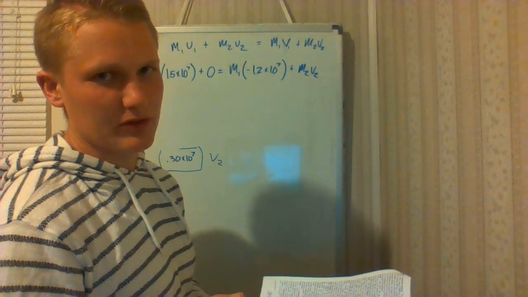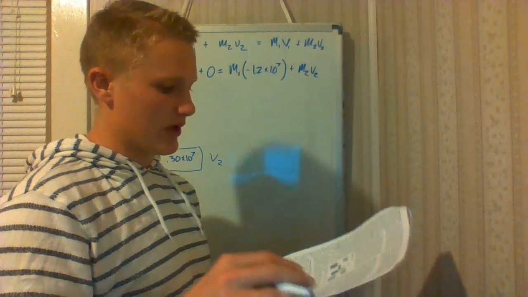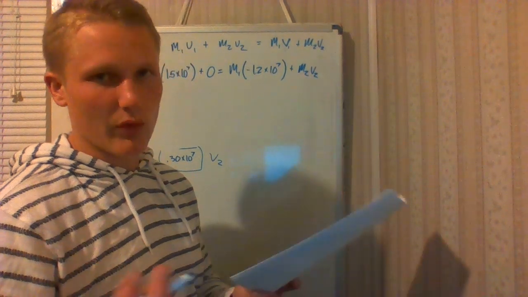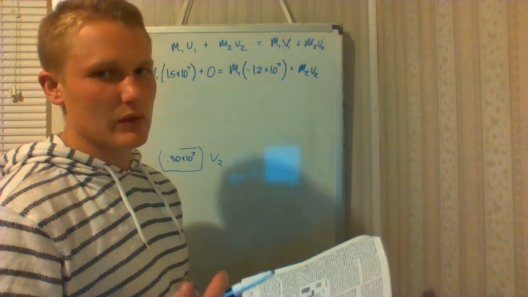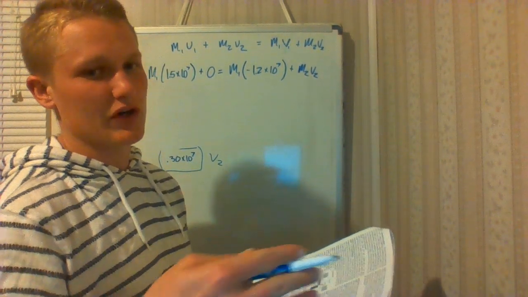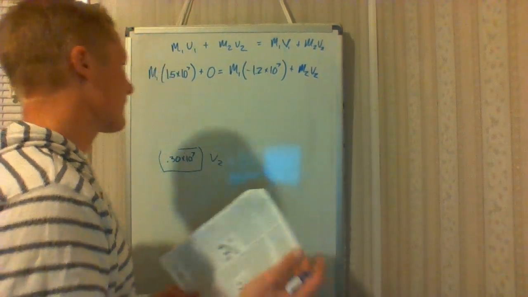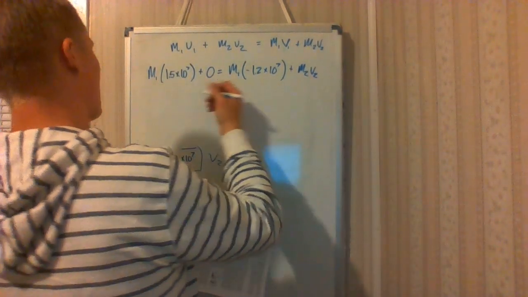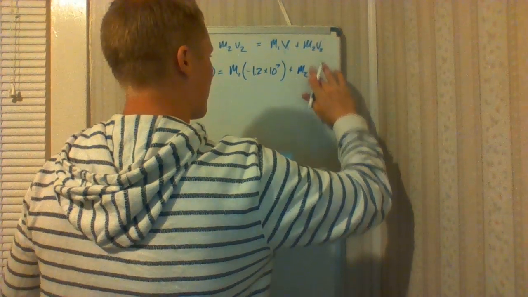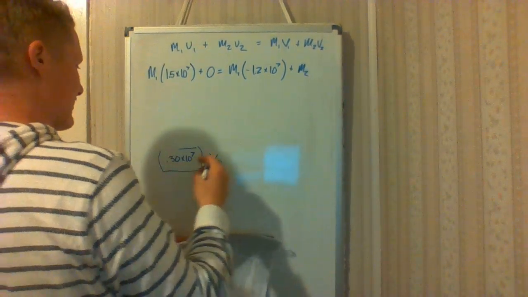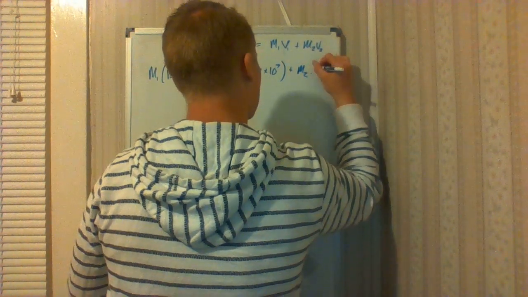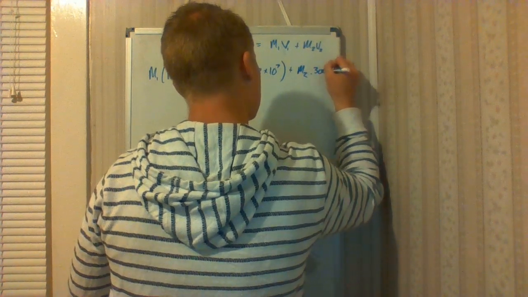So we'll have two variables, m1 and m2. The question wants the value of one of the masses in terms of the other, so we're going to do m2 in terms of m1. So we'll remove v2 and replace it with 0.30 times 10 to the 7th.